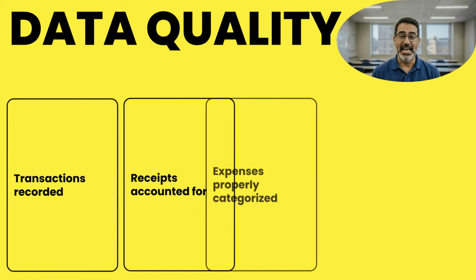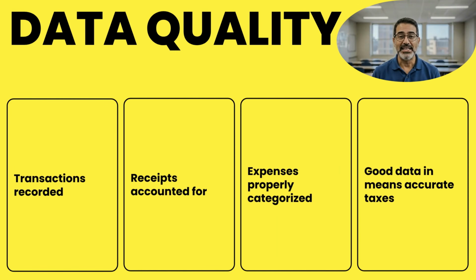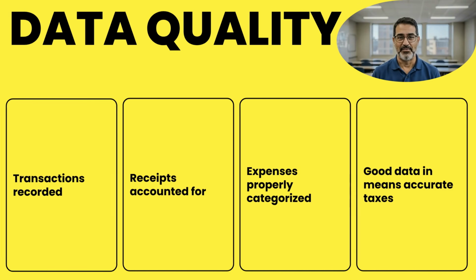Before we can finalize anything, we need your data to be complete and accurate. This means all transactions recorded, all receipts accounted for, and any extractions or personal expenses properly categorized. We'll work with you to capture any tax-deductible expenses you might have missed. Good data in means accurate taxes out, and potentially significant savings for you.